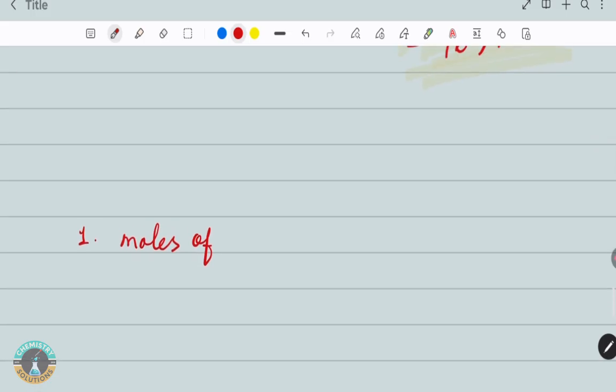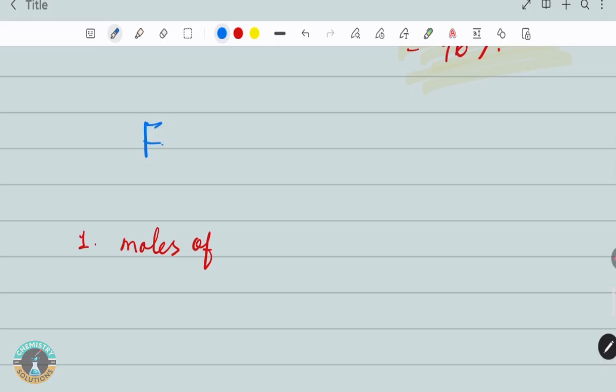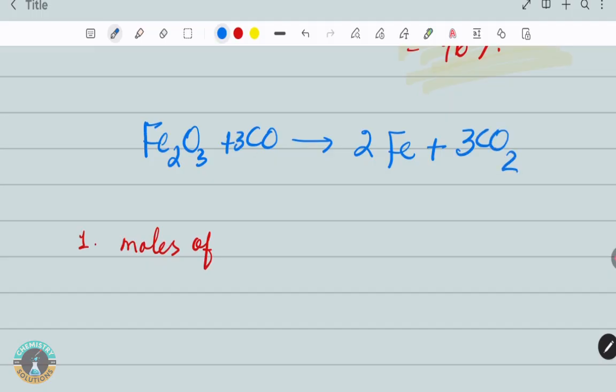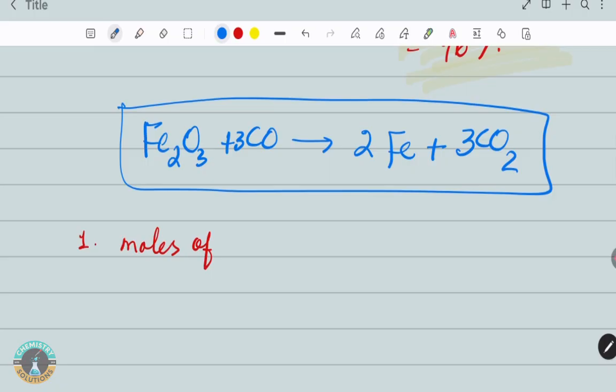So for this we have to write the equation first. Fe2O3 reacts with carbon monoxide and gives us 2Fe plus 3CO2. So this is basically the reaction which we have to follow to calculate the mass of iron, because iron can be extracted from the ore hematite. This is the ore that is called hematite.